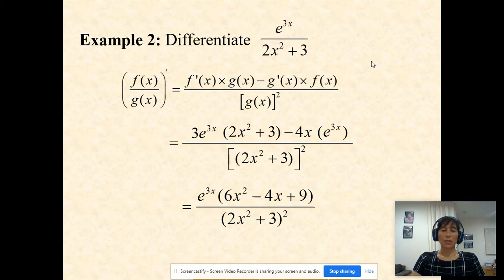We can look to simplify, and we could see that there's a common factor of e to the power of 3x on the top line, so you could pull that out, times by 6x squared minus 4x plus 9 on the top line. And there you have it.